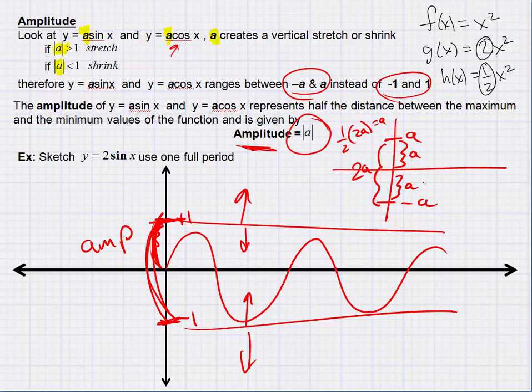What I see students make a lot of mistakes on is that they don't do the absolute value of a when they find the amplitude, they do just a itself. Amplitude should always be positive. You can never have a negative value for your amplitude. Okay, so let's do an example.